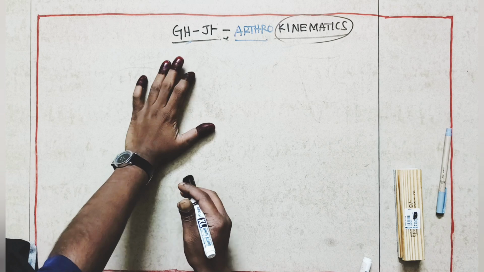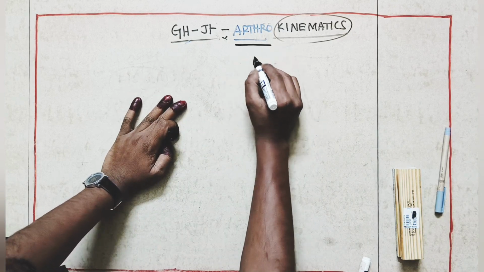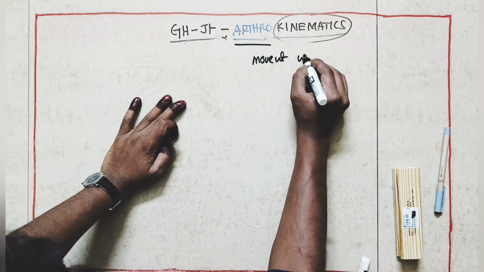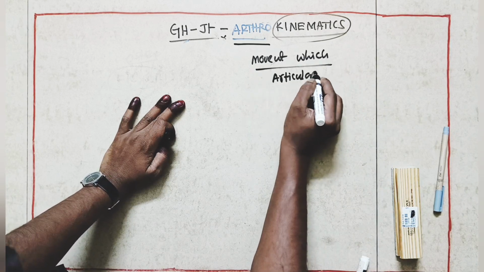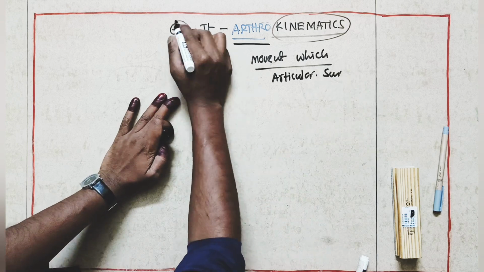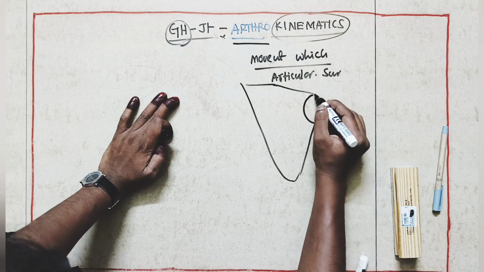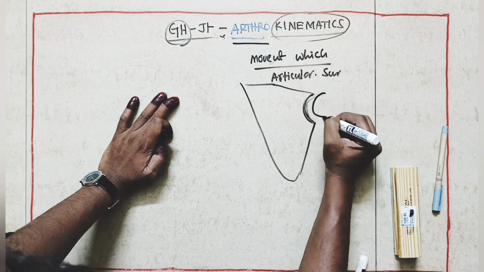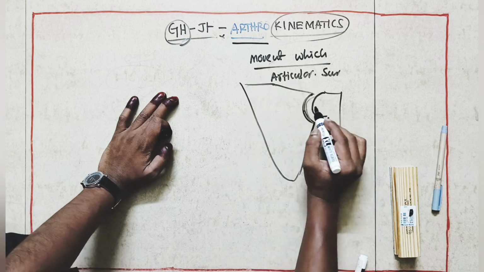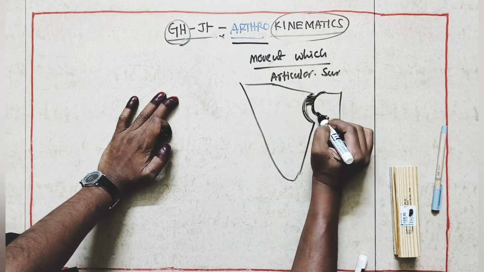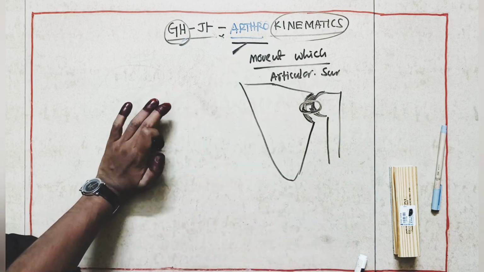Arthrokinematics of the glenohumeral joint. As we discussed earlier, arthrokinematics is nothing but the movements which happen between the articular surfaces. If we take the GH joint, here we have the glenoid cavity of the scapula, and here we have the humeral head. The movements which happen between the head of the humerus and the glenoid fossa are nothing but the arthrokinematics.